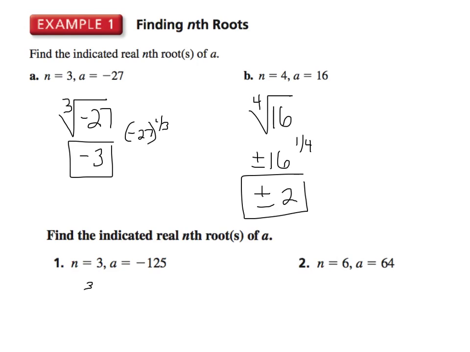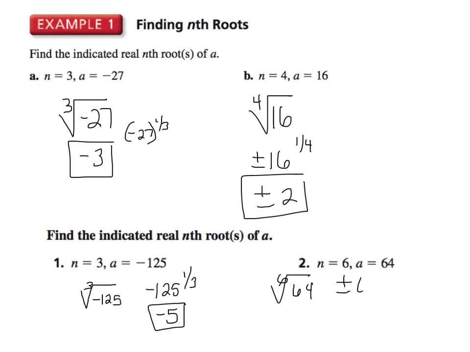Number 1 would be the 3rd root of negative 125, which would be negative 125 to the 1/3 power, which would give you negative 5 as your answer. Number 2, the 6th root of 64. That will give you plus or minus 64 to the 1/6 power, which would give you plus or minus 2. All right.